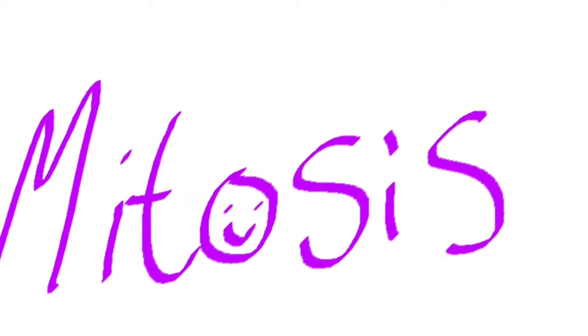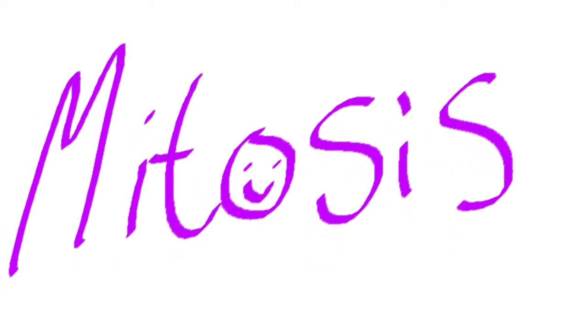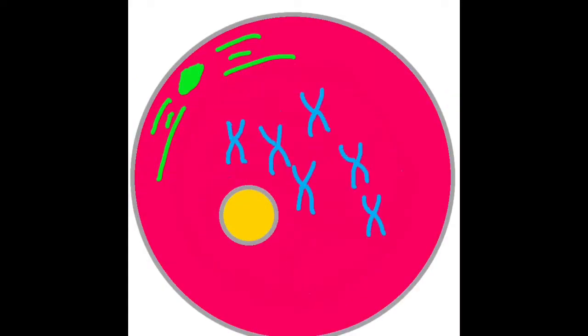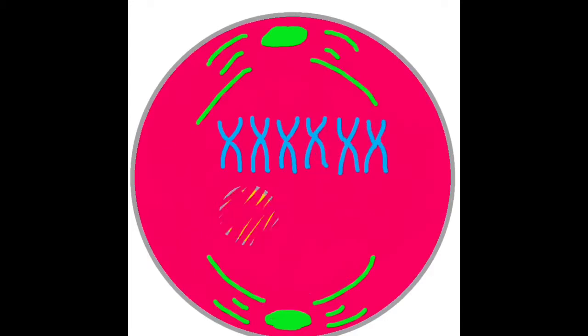The cell membrane begins to pinch at the center. The cell membrane completes constriction in telophase. Nuclear membranes form all around the separated chromosomes. Mitosis completed. There are two cells with the same structures and numbers of chromosomes as the parent cell.